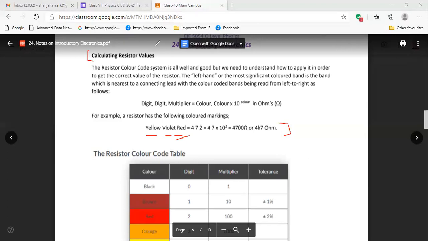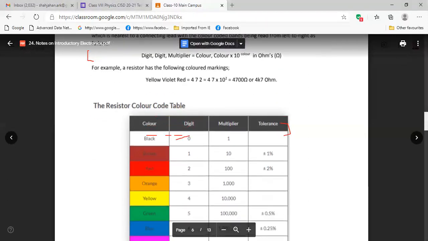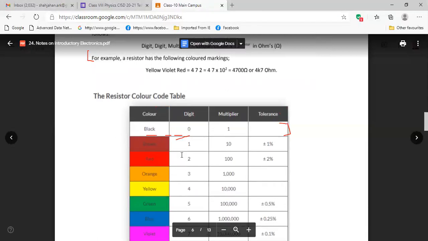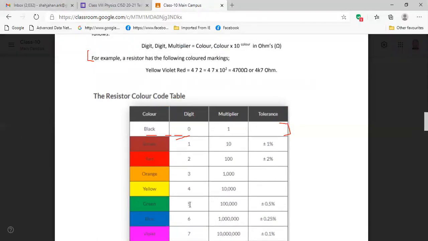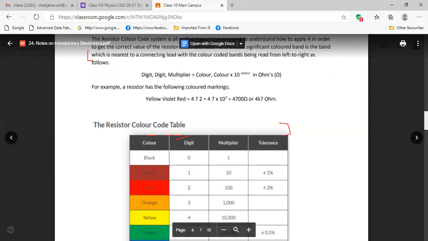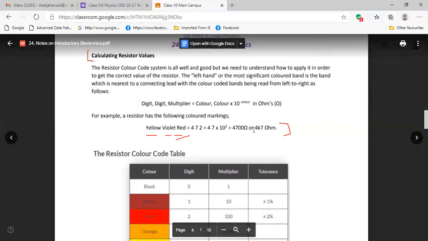And not only will they give you the color name, they will also tell you for each of the colors what the number is. If they are giving you brown, orange, green, then they will tell you for brown the number is 1, for orange the number is 3, and for green the number is 5. Now how to deal with them? How to work out with them?